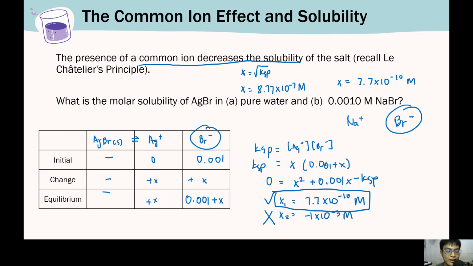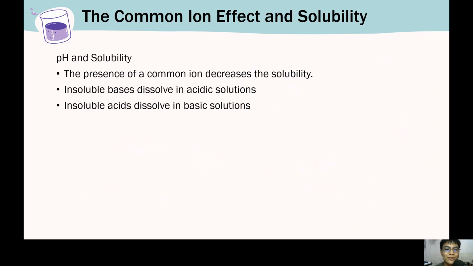Okay. And then lastly, the pH can also affect the solubility of a substance. The presence of common ion decreases the solubility, we all know that. And if you have an insoluble base, it will be dissolved in acidic solution. And if you have an insoluble acid, then it will dissolve in basic solution. What if you put your insoluble base in a basic solution? Then it will not dissolve that much. Kapag yung insoluble acid nilagay mo sa acid solution, edi hindi rin siya madidissolve. Okay? So that's the effect of pH and the solubility of our precipitates.